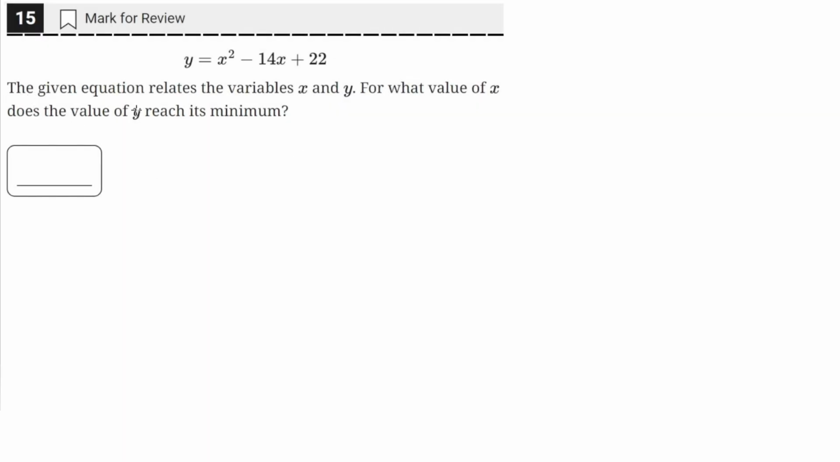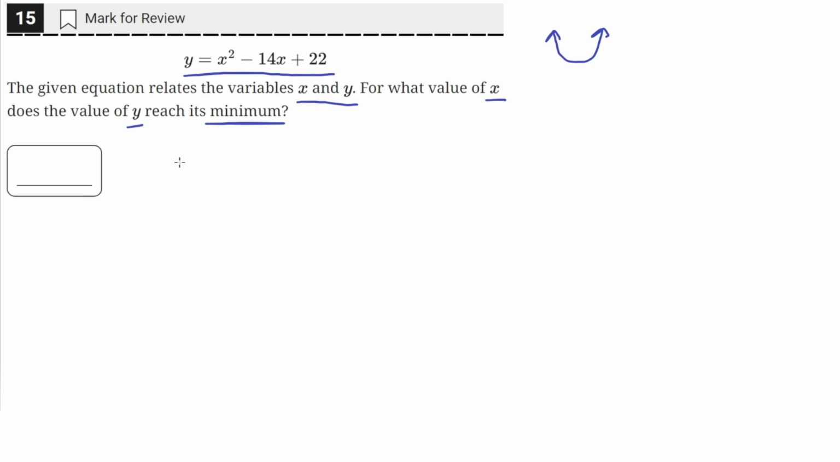The given equation relates the variables x and y. For what value of x does the value of y reach its minimum? Okay, so we're given this quadratic right here, and we can tell this is a quadratic since the highest degree, or the highest exponent, is 2. And we know that this quadratic opens upward because the coefficient of the highest degree, the x squared term here, is positive.